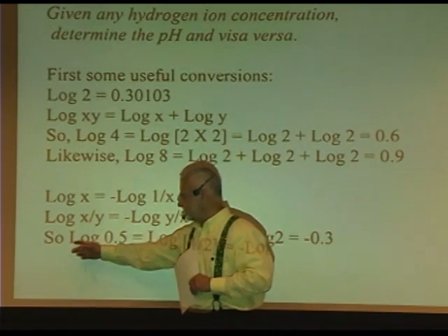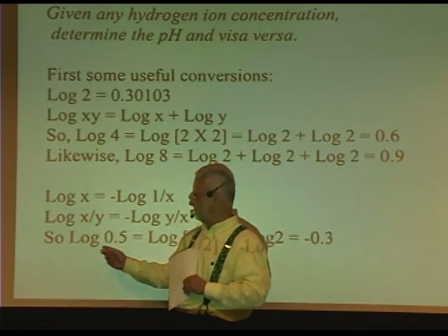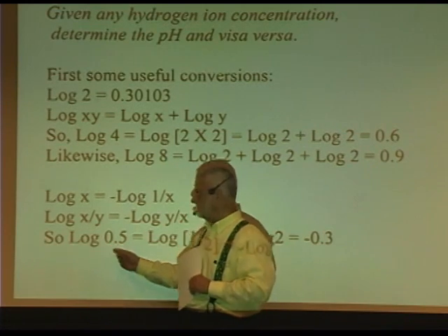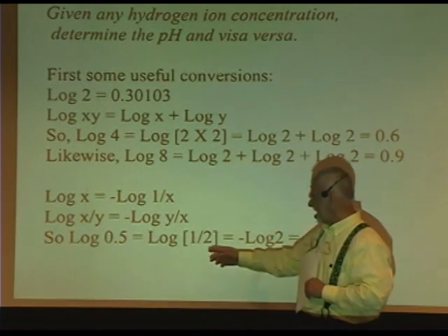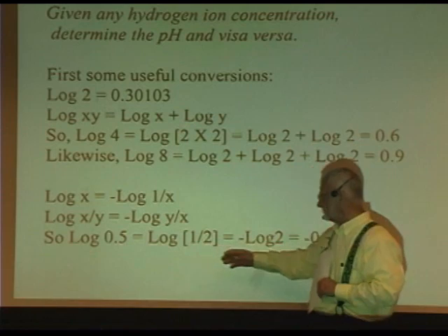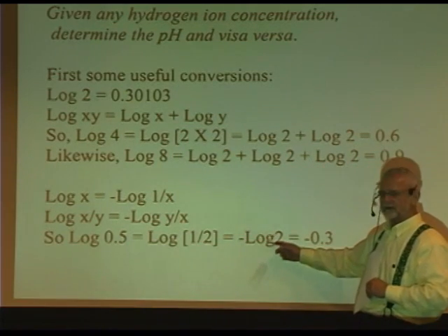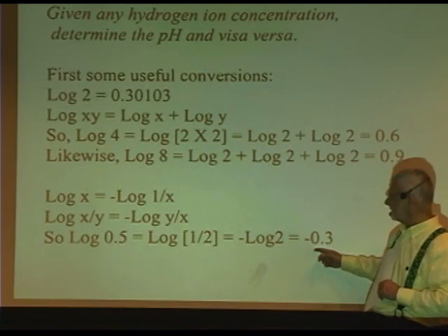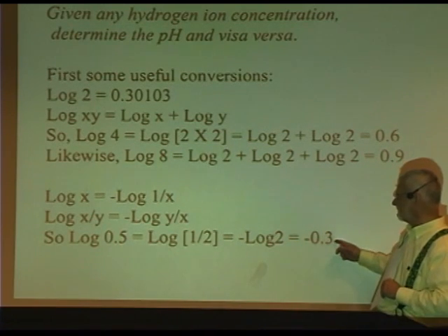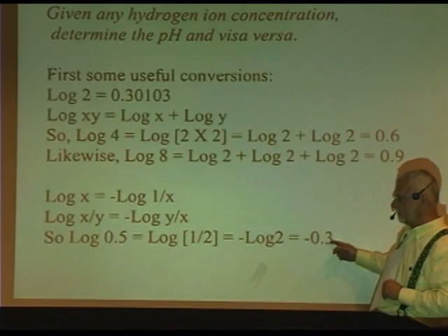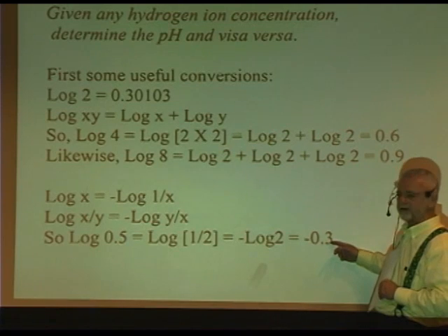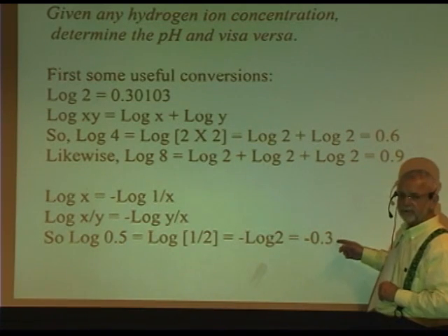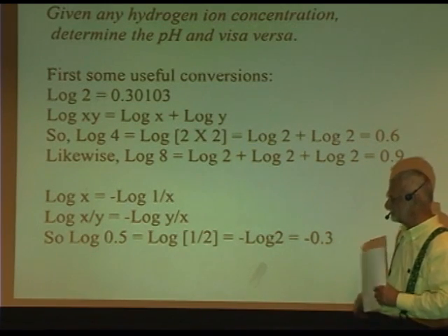So if somebody says, take the log of 0.5, well, you know that's the log of a half. I wouldn't mess with that. What I would do is say it's minus the log of 2. And I know what the log of 2 is up there. It's 0.3. So I know that the log of 0.5 is really minus 0.3. That's the log of it.